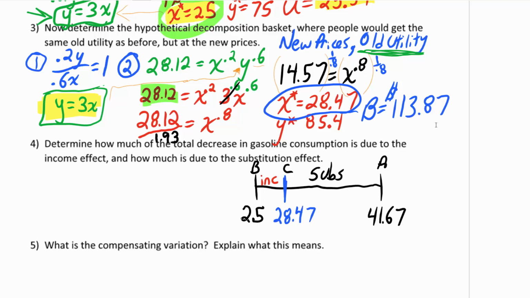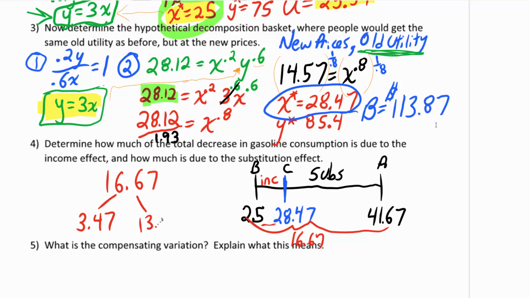So to explain this in words, the total difference between 41.67 and 25 is 16.67. And out of that total decrease in purchases of gasoline of 16.67, we can say that 3.47 of it, the difference between 25 and 28.47, is the income effect, and the remainder, 13.2, is the substitution effect, the effect that comes from the change in the opportunity cost, or the relative price of the 2 goods.